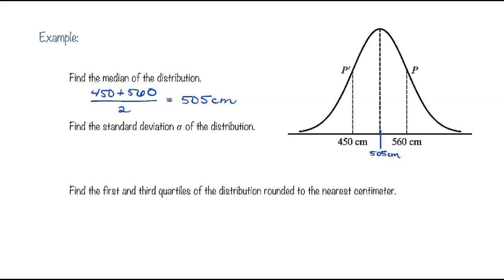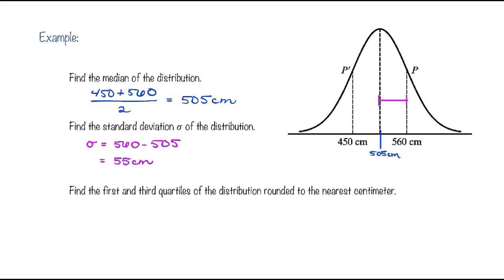Now let's find the standard deviation for this distribution. We know that the standard deviation can be approximated using the distance between the axis of symmetry and the location of a point of inflection. The axis of symmetry is located at 505 centimeters, and the location of one of our points of inflection is at 560 centimeters. So we can approximate the standard deviation sigma by finding the difference between 560 and 505. In other words, the standard deviation is about 55 centimeters.